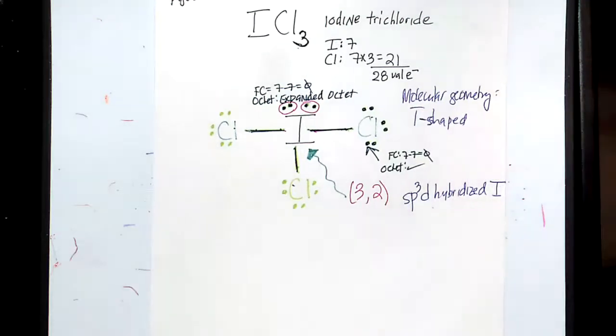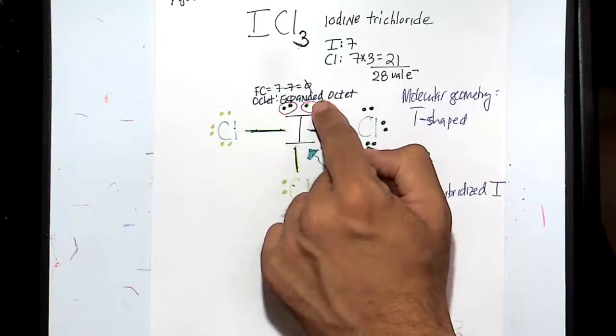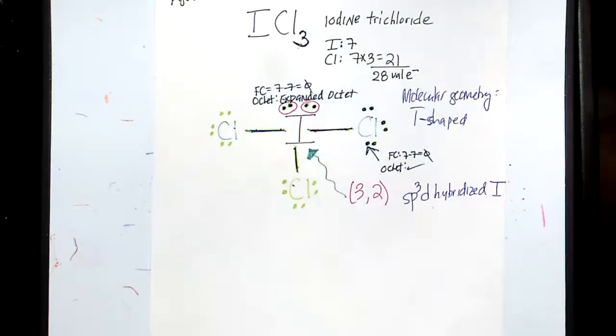All right, so let's do this here. ICl3. So here's my iodine. So 1, 2, 3, 4, 5. So this one has 5. So this will be ICl3.